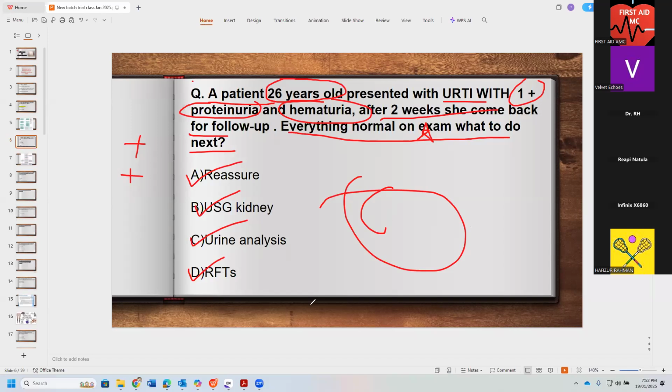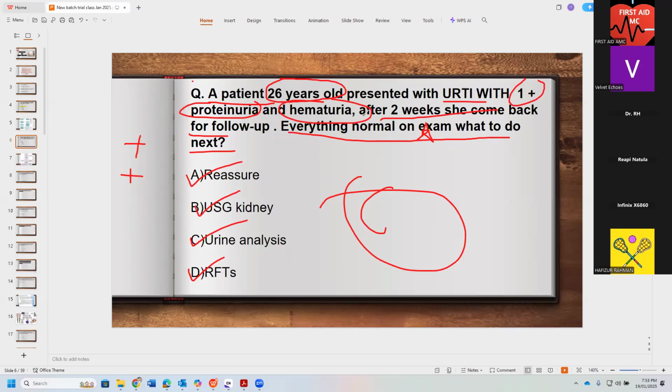Why do we want to do a urine analysis, urine microscopy culture, or urine dipstick? Why do we want to do it? Because we want to see whether they have persistent proteinuria or hematuria after resolution of the upper respiratory tract infection. Because if they have mild proteinuria with persistent or worsening hematuria, the patient might have PSGN or glomerulonephritis or nephritic syndrome. Very good. So we always do a follow-up urine analysis or urine microscopy and culture.